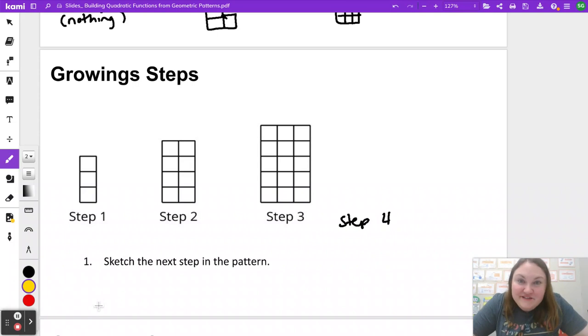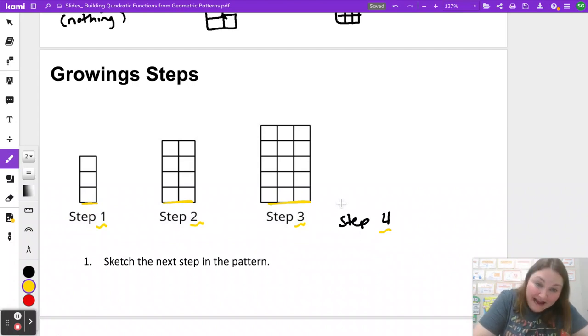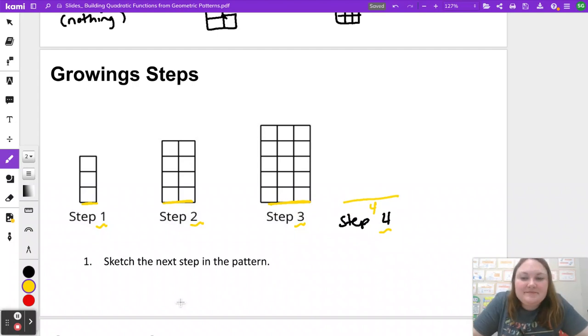One of the strategies we've been mentioning is starting off by seeing if you see a connection between the step number and the picture. So in class, sometimes students start by noticing, okay, step 1, this is 1 square wide. Step 2, this is 2 squares wide. Step 3, this is 3 wide. And so step 4, I know, is going to be 4 wide.